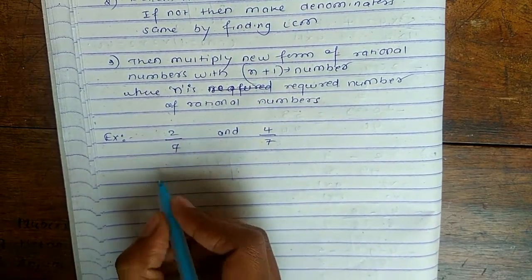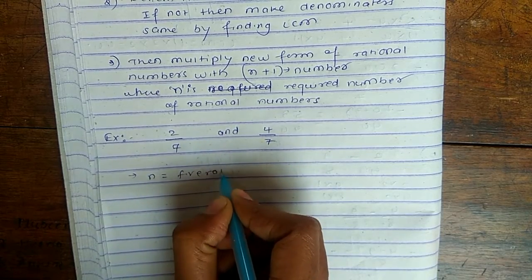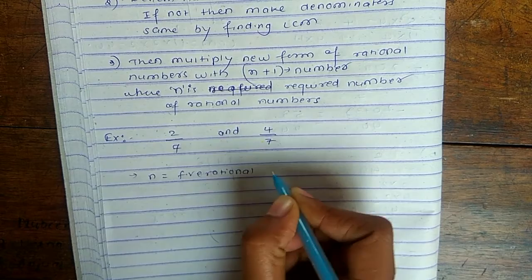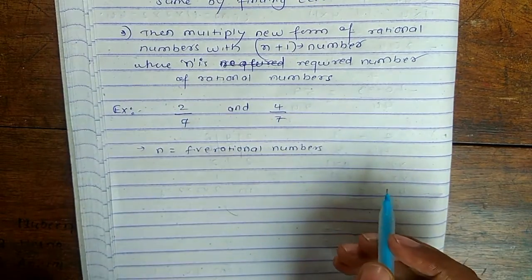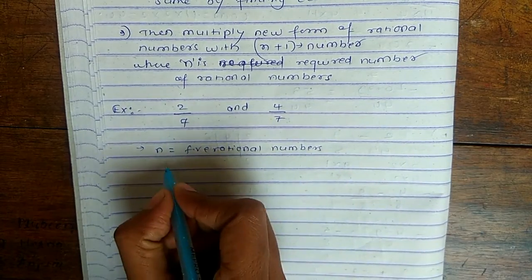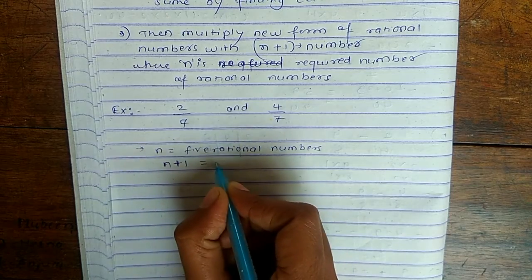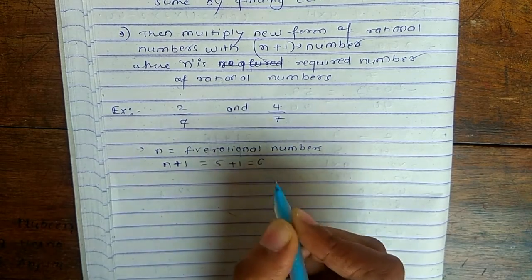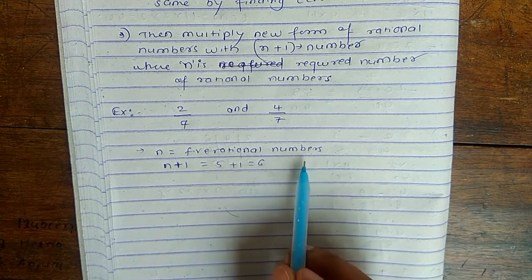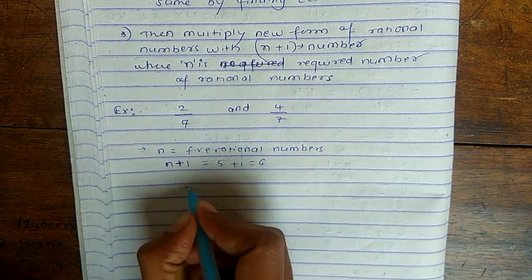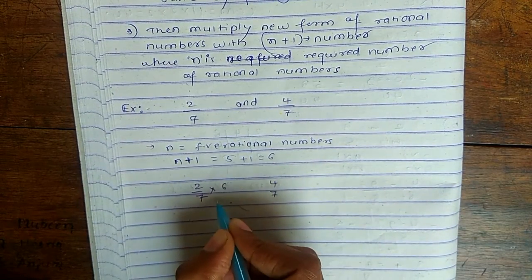Here we need a total of 5 rational numbers, so n equals 5. We will multiply both the rational numbers with n plus 1. n plus 1 is 5 plus 1, that is 6. At least with 6 or more than 6 you have to multiply. You can multiply with 7, 8, 9, 10, 100. So 2 by 7 and 4 by 7, multiply these with 6 by 6.